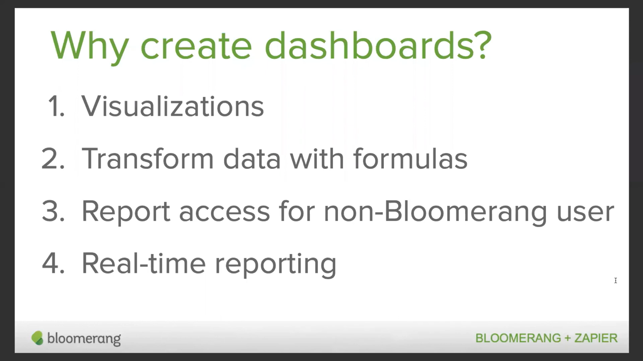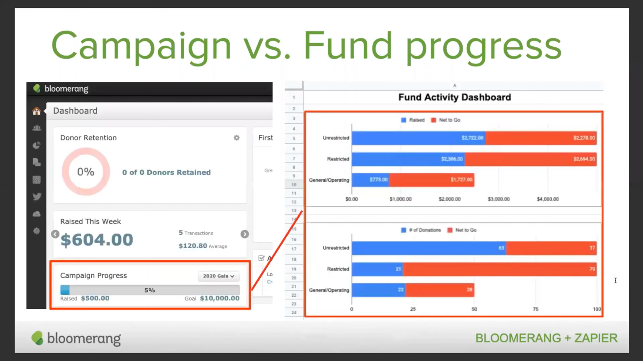So to demonstrate how a dashboard might work, we're going to look at a fund activity summary. Many of you are probably familiar with the campaign progress bar on your Bloomerang home screen. We're going to model that same progress bar in a Google spreadsheet using the fund field instead of campaign.